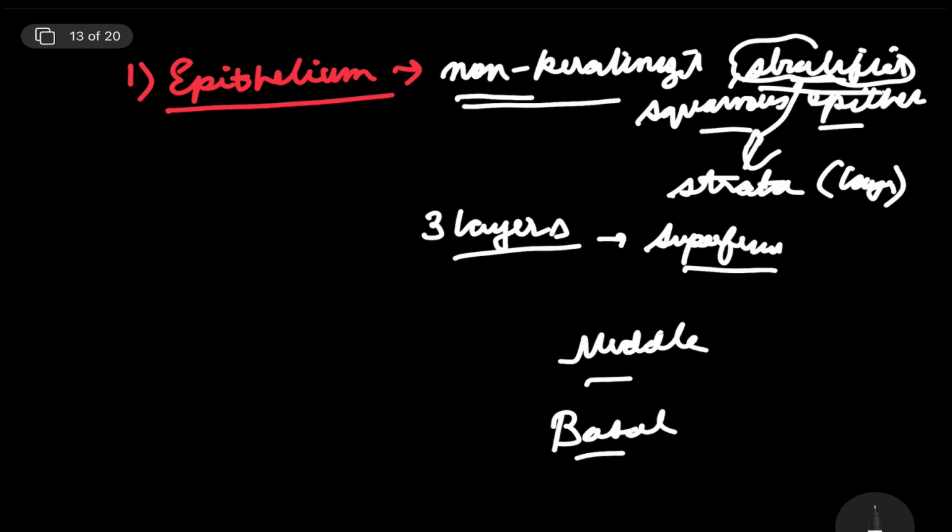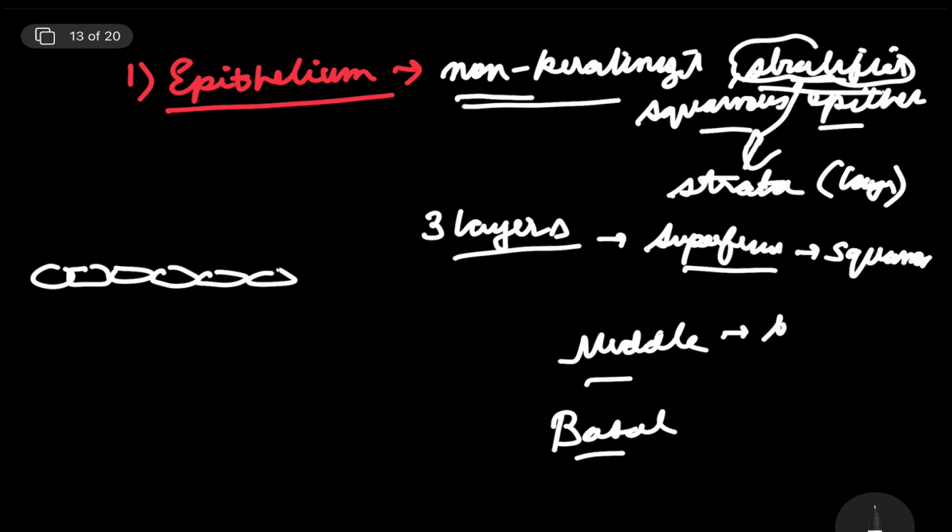If we talk about these 3 layers in a little bit more detail, we will see that the superficial layer is the squamous layer. So, basically, this over here, this is the superficial layer, this is the squamous layer. The middle layer, this is an interesting layer. This is made up of multiple bat-shaped cells.